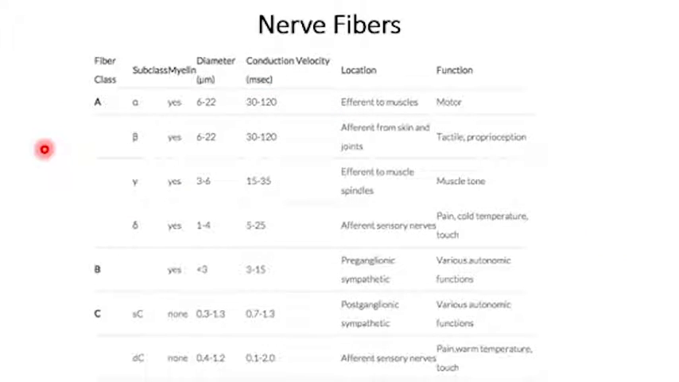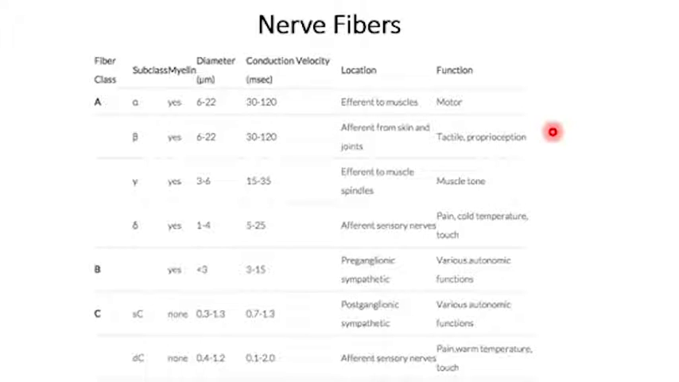So the A fibers, which have the fastest transmission, mostly respond to functions which need a quick response. For example, motor function, tactile function, and maintenance of muscle tone really need fast transmission from the receptors to the effector muscles, hence the need for a quick rate of transmission.